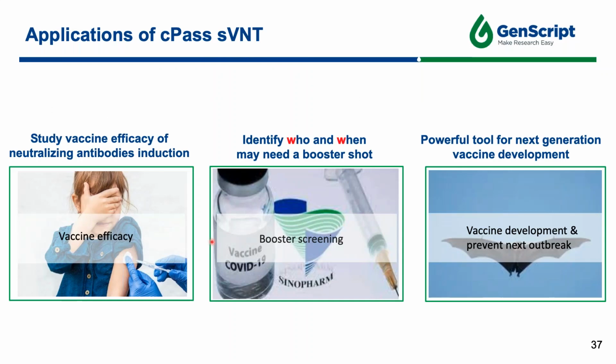And I would like to end this presentation with the potential application of the cPass SVNT. Firstly, it can be applied to study the vaccine efficacy by evaluating the neutralizing antibody induction, and it can be used to identify who and when may need a booster shot. And it is also a very powerful tool for the next generation vaccine development.